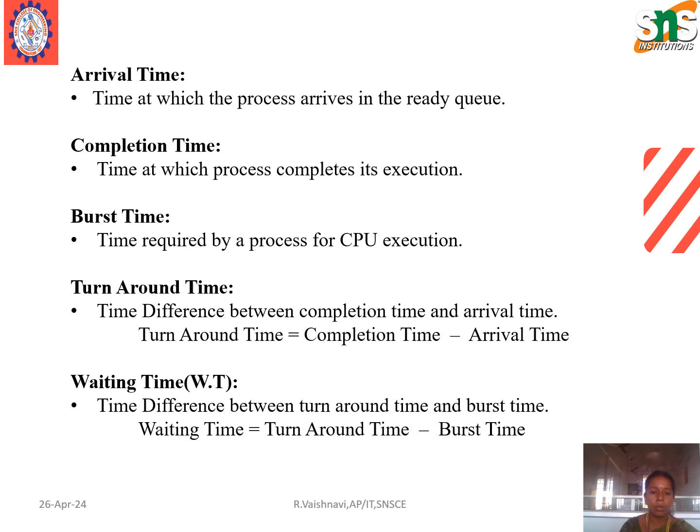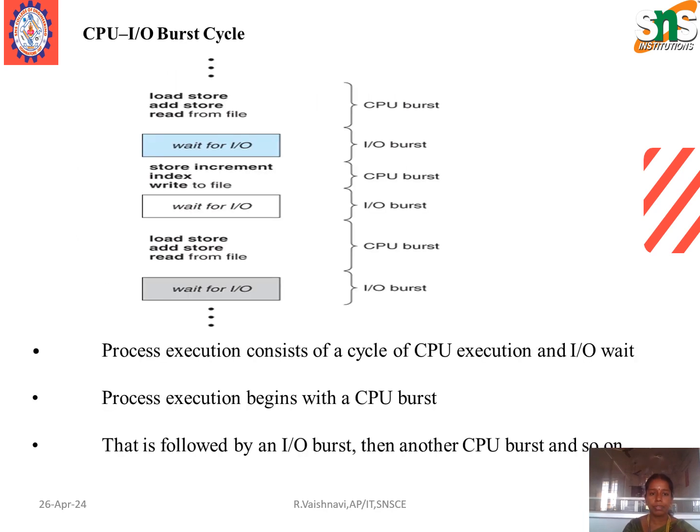Next one, turnaround time. The time difference between the completion time and the arrival time is known as turnaround time. We have the formula: turnaround time is equal to completion time minus arrival time. Next one, waiting time, that is the time difference between the turnaround time and the burst time. Here we have the formula: waiting time is equal to turnaround time minus burst time.